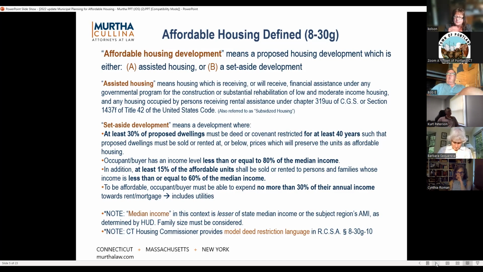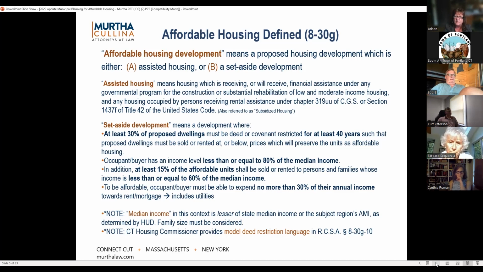But the concern about that is that towns that even want affordable housing are very concerned that they have lost complete control over the development. And so we will talk about ways to sort of resolve that.